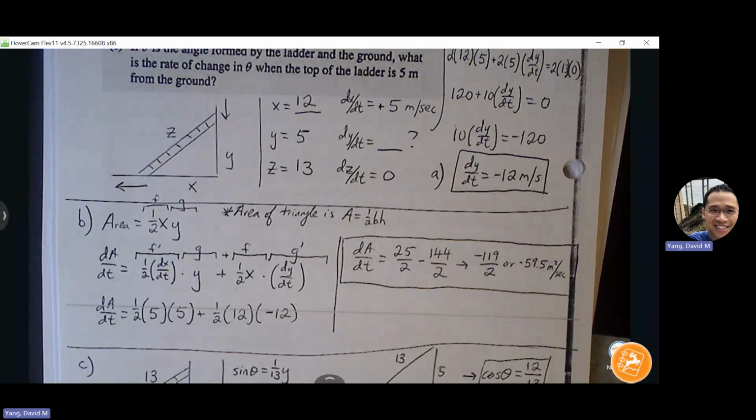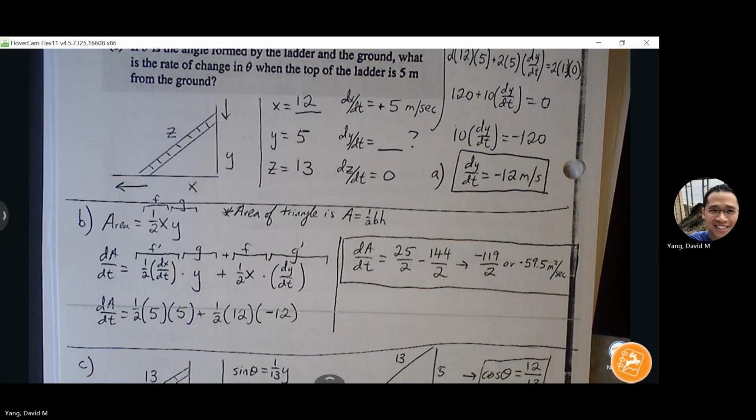Since none of the numbers on the triangle are constant, you can't avoid product rule. Some triangles you can, depending on what the motion of the problem is. If you can imagine the motion of the problem and one side never changes, then you can avoid product rule.